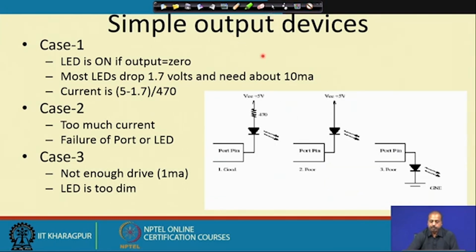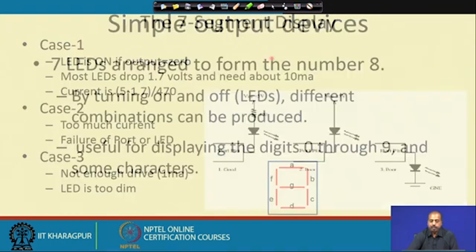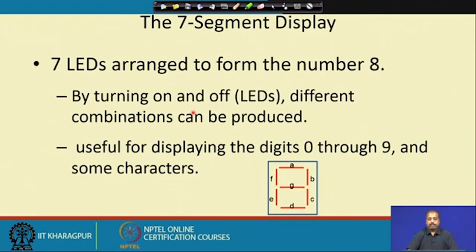So, the first connection is better. Okay. The next display that we will have is a 7 segment display. This is also very common, like in digital watches and all that. Of course, many a time now we have got LCD displays, but LED displays are less costly, and that way we have got 7 LEDs arranged to form the number 8.